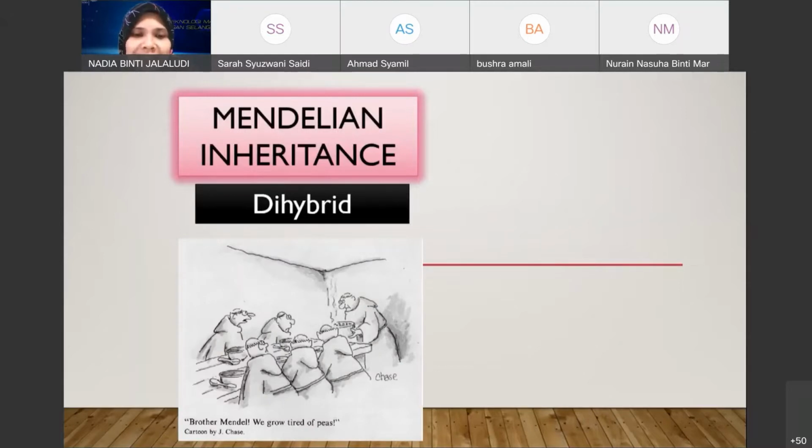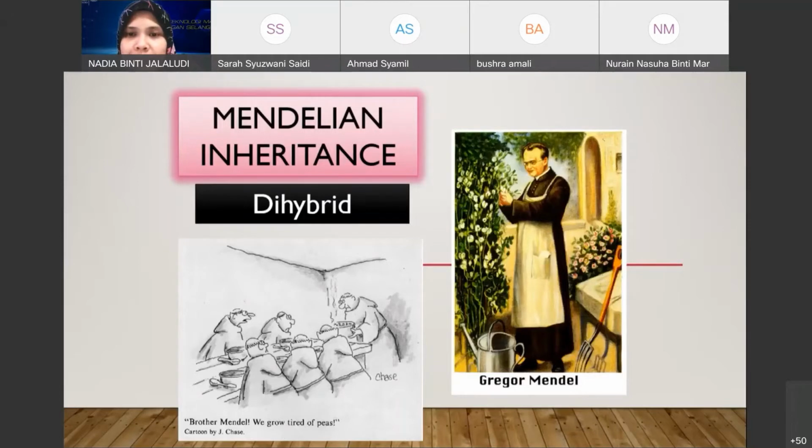So this is a cartoon of Mendel lah kan, because Mendel is a monk. And then dia kan buat eksperimen on peas kan. Jadi tiap hari lah duk makan peas je sebab banyak sangat supplies of peas. So ni the cartoon say, Brother Mendel, we grew tired of peas. Tak larat nak makan peas. Yep, so that's Gregor Mendel.